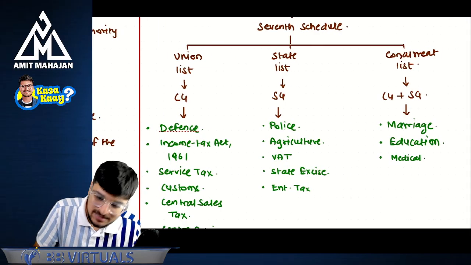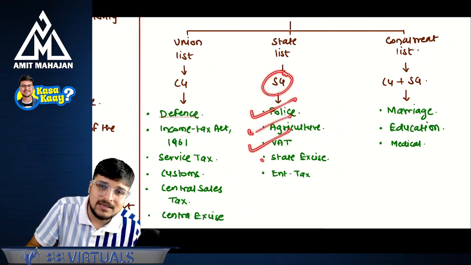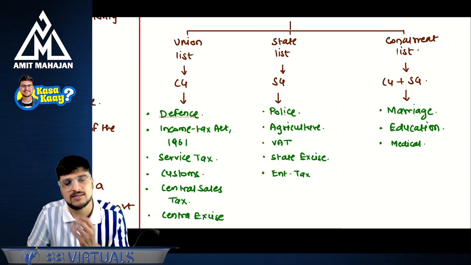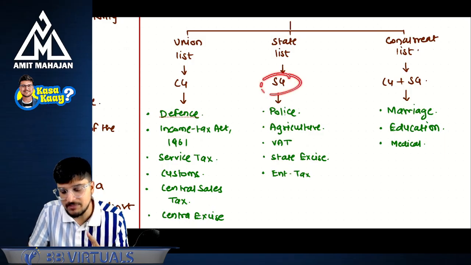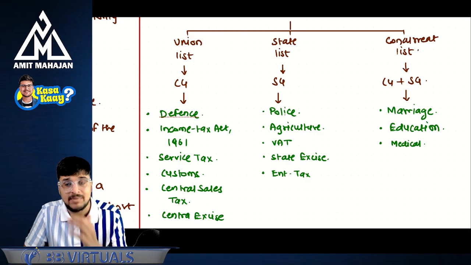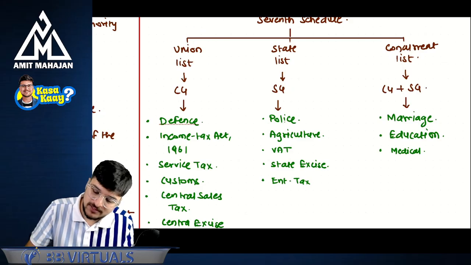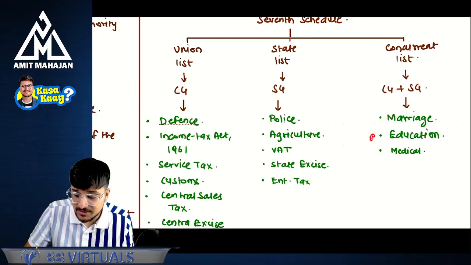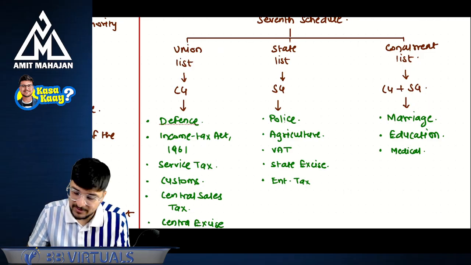Now, if I talk about state list, only state government can make the law, which means police, agriculture, VAT, state excise, and entertainment. On these topics, only state government can make the law. And if I talk about concurrent list, both of them can make the law, which means marriage, education, like education state board and international state board and center board, perfect, and medical.